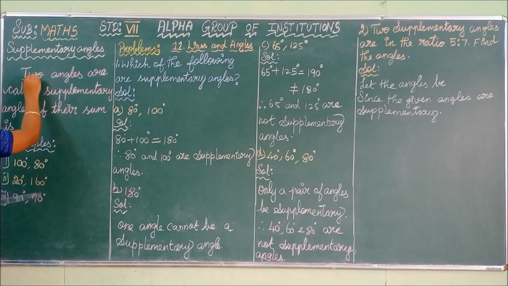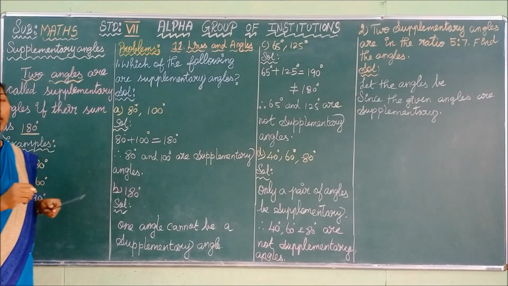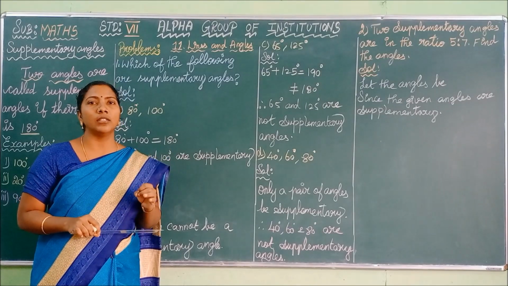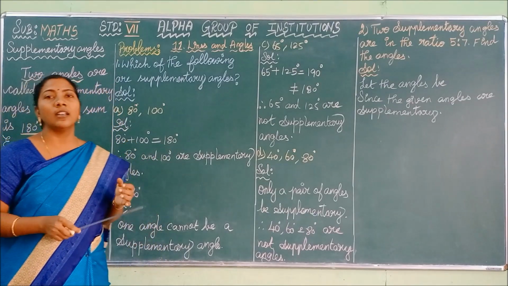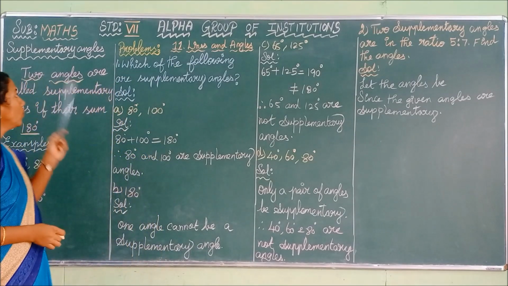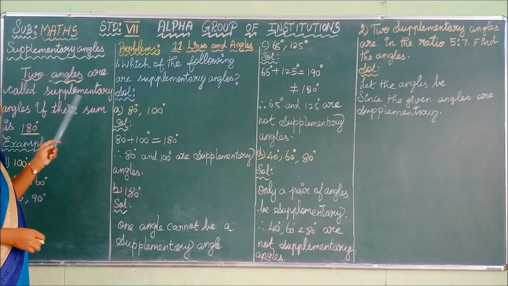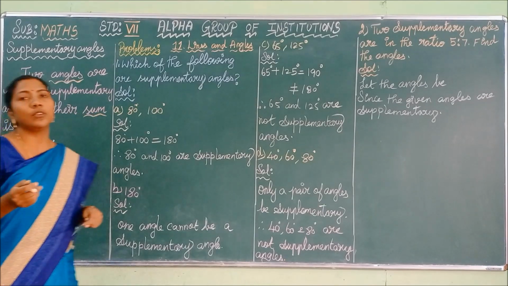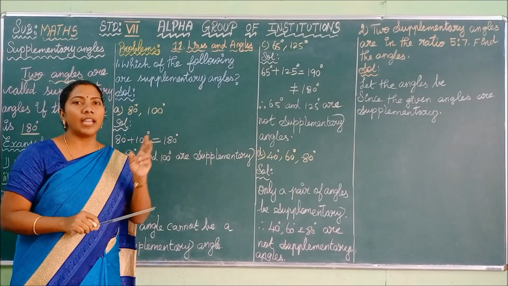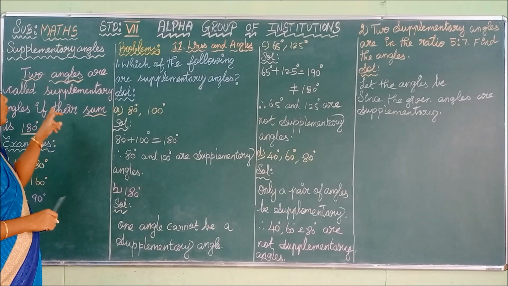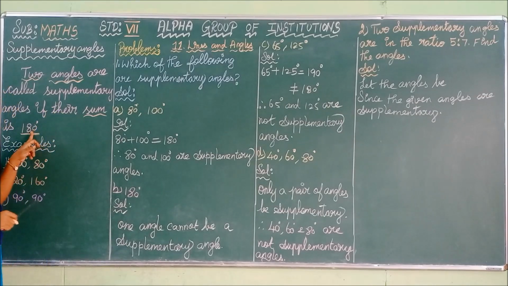Two angles. Listen to this word, children. While we are speaking about complementary angles as well as supplementary angles, we are using the term two angles. So you have to remember that whether it is complementary or supplementary, you must take two angles. So, two angles are called supplementary if their sum is 180 degree. If you add the two angles and get the answer 90 degree, you call those angles complementary angles. Similarly, if you add two angles and get the sum as 180 degree, we can call those angles supplementary angles.